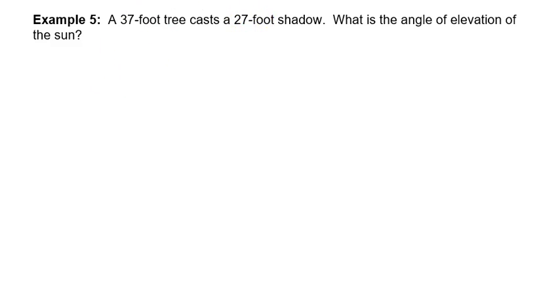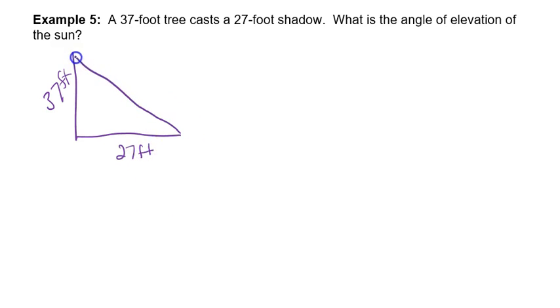Alright, for my 5th example, we're going to do something a little bit different. We'll still just be missing one thing, but we'll be missing something different this time. So we have a 37-foot tree. So here's our tree. We know it's 37 feet this time. It's going to cast a 27-foot shadow, and obviously I am not drawn to scale. The question this time is, what is the angle of elevation? So I'm going to call that theta, or you can call it x, whatever variable you'd like to choose.